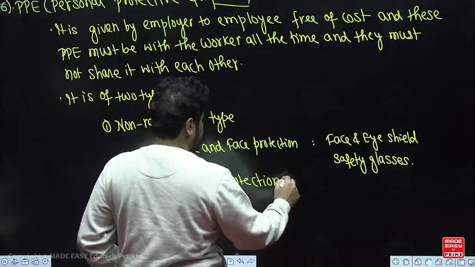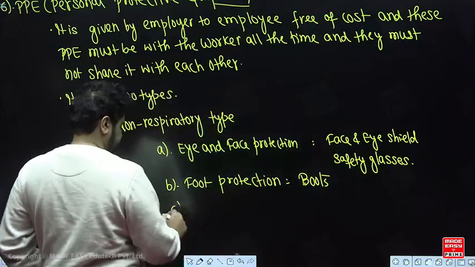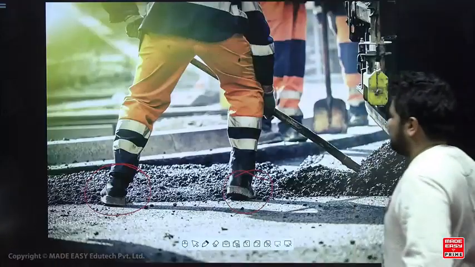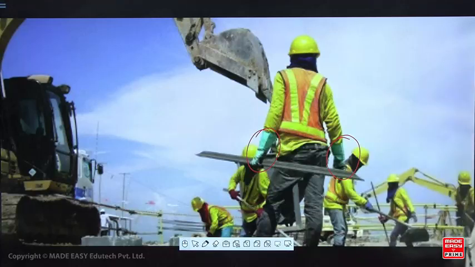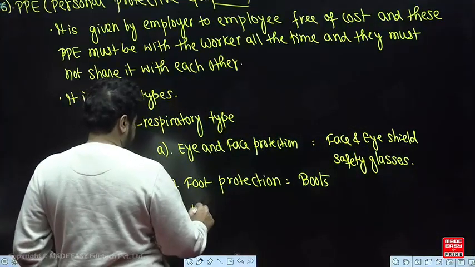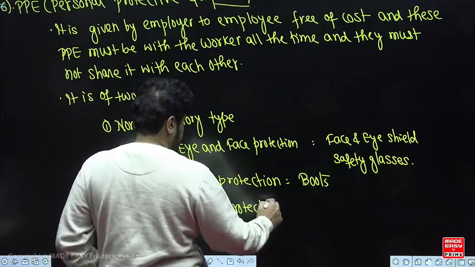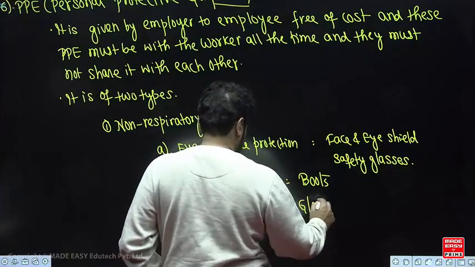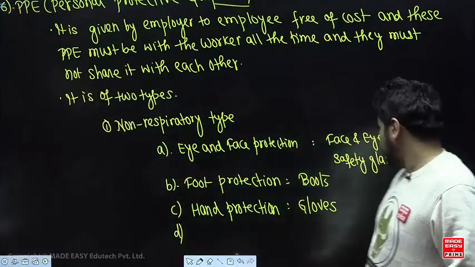So that means boots we can use, correct? C, correct? C, this is your hand protection, gloves, isn't it? So these are basically gloves that the persons are wearing. Correct. So what is the third we have? The third we have is hand protection. Third is your hand protection. So that is gloves. Correct. D, hand protection, gloves, done.